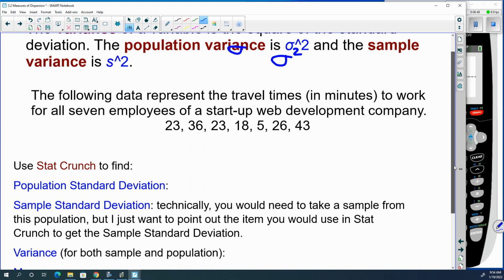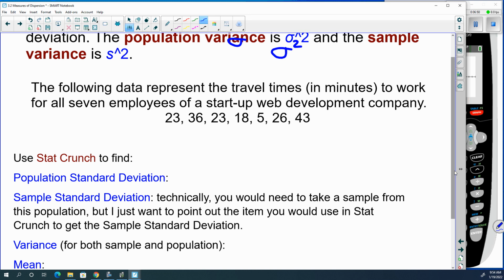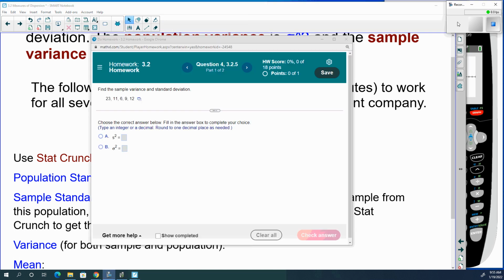Okay, so this one says the following data represent travel times in minutes to work for all 7 employees of a startup company, a web development company. So it's saying one person takes 23 minutes to drive to work, one takes 36, one takes 23, one takes 18, and so on. Now I could go through and find the mean and do all of that stuff by hand, but I'm not going to. I'm going to show you how to do it in StatCrunch. I'm going to pause it real quick, and then I'll pull up StatCrunch.